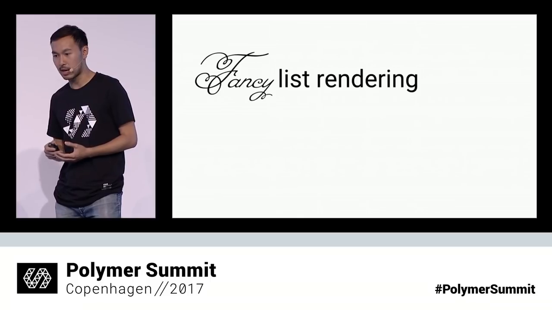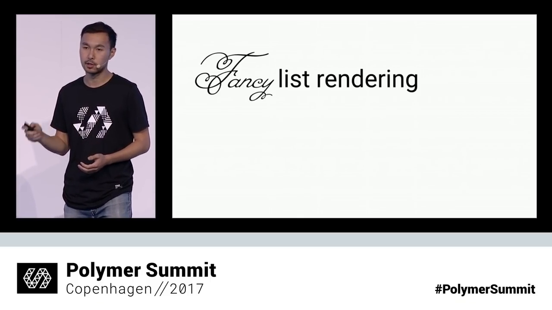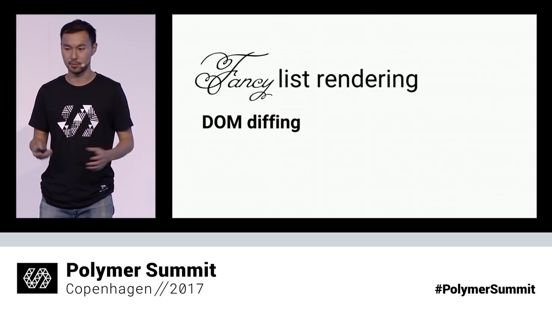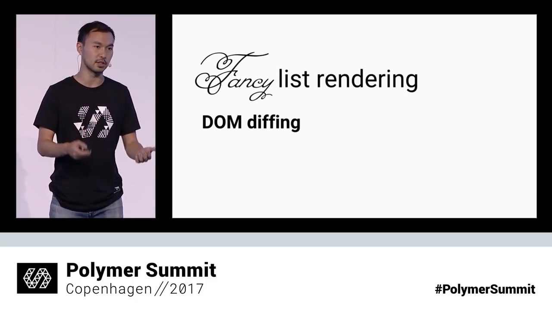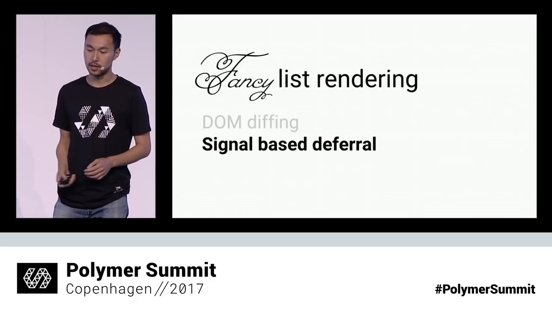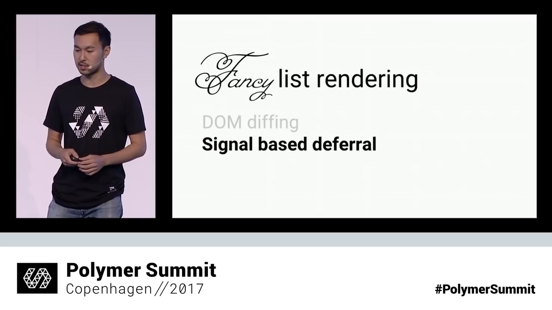Also, we had to stop at some point, and this is not all the lists we have, but the screenshot became too crowded to actually show all of them. So because lists are so important, we spent some time and optimized our list rendering. We do some of the basic stuff that's pretty well known now, DOM diffing, efficient reuse of the DOM. But we also do other things like signal-based deferral.